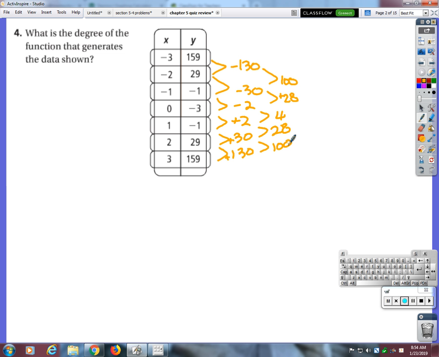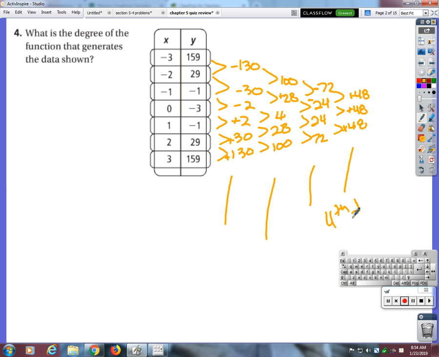Okay, and I feel like as soon as you see the pattern, the next time is going to be it, right? Or is that not right? It's not right? Oh, okay. 72. Oh, yep, that doesn't go. So this is negative 72, and that's negative 24. And then this is positive 24. Okay, so now we got it, right? 48, 48, 48. And that is 1, 2, 3, 4. This is the fourth difference. So it's fourth degree.